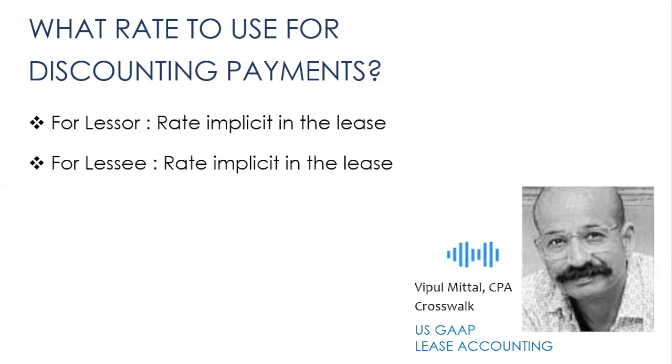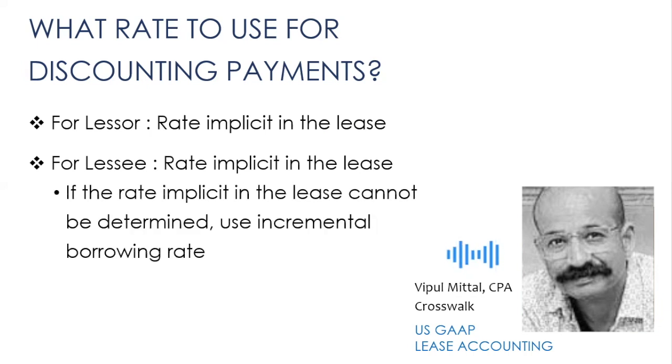Now, lessee will also use the rate that is implicit in the lease. But if the rate implicit in the lease cannot be determined, then lessee can use the incremental borrowing rate. So I'm talking only for lessee. If you're not able to determine the rate implicit in the lease for lessee, then you can use the incremental borrowing rate. Now, what is this incremental borrowing rate?